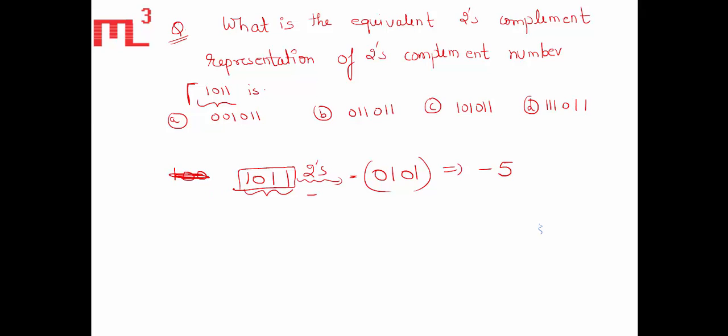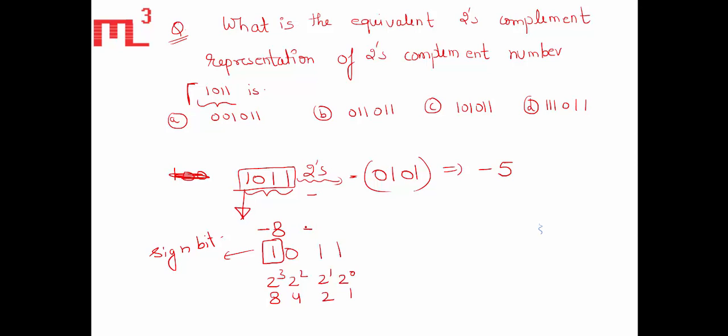There is also one trickier way to find the magnitude directly. This is 1 0 1 1, and from the perspective of 2 raised to the power 0, 2 raised to the power 1, 2 raised to the power 2, 2 raised to the power 3, which is nothing but 8 4 2 1. I have already told you that for a negative number the MSB represents the sign bit. So the direct way to compute the result is, for the sign bit put -8, plus this is 0, plus it is representing 2, plus it is representing 1. This is -8 plus 3, which is -5.